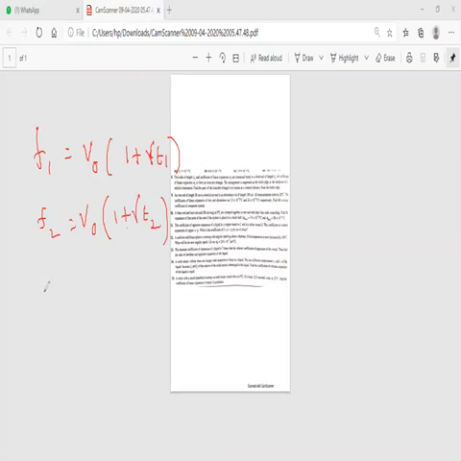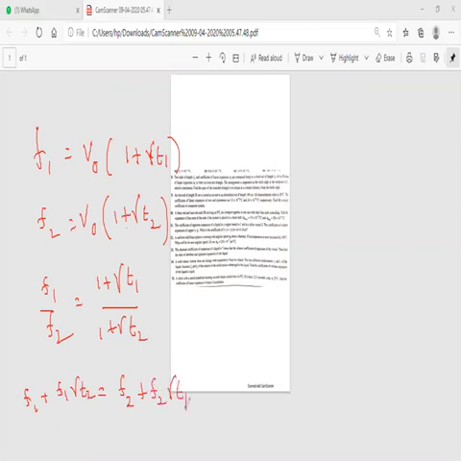Now you have to finally calculate the gamma value, so I will just take the ratio of the first two equations. By taking the ratio, V0 and V0 will get cancelled. Only you will have 1 plus gamma T1 by 1 plus gamma T2. By cross multiplication, F1 plus F1 gamma T2 is equal to, on the other side, F2 plus F2 gamma T1. And finally you have to find out the value of gamma only.